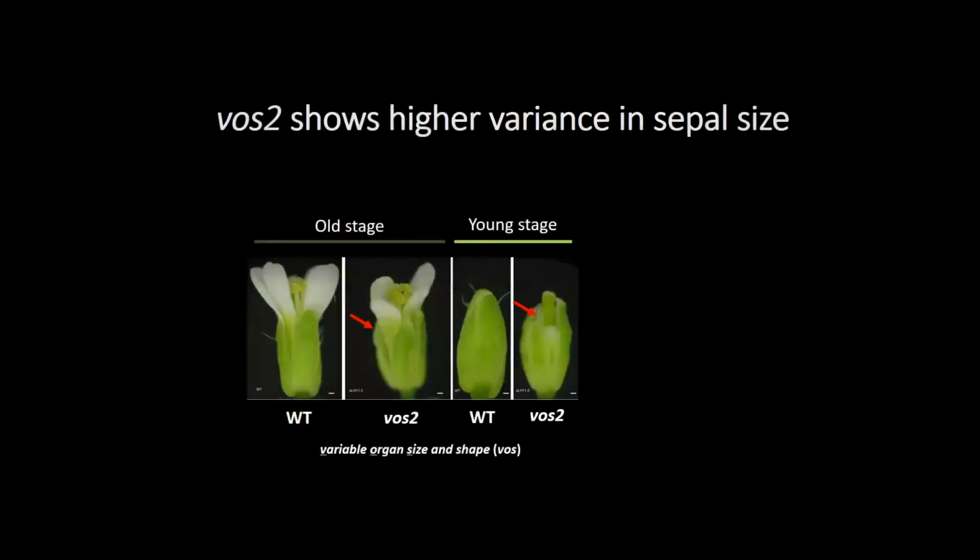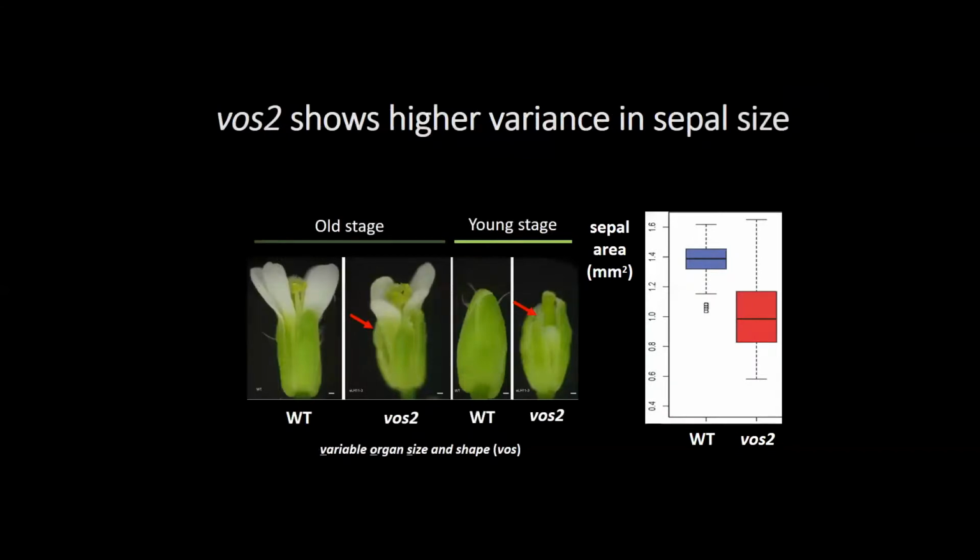To study the mechanism controlling organ size uniformity, we first used mutagenesis to disrupt it. We identified one interesting mutant, BOS2, short for variable organ size and shape 2. Here are the phenotypes of the BOS2 flowers. You can see some sepals are smaller than others. I also did quantitative analysis to further confirm the size variability. On the right, the sepal area distribution of BOS2 is wider compared to that of wild type, indicating higher variance.